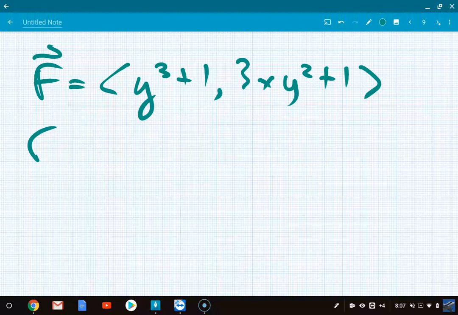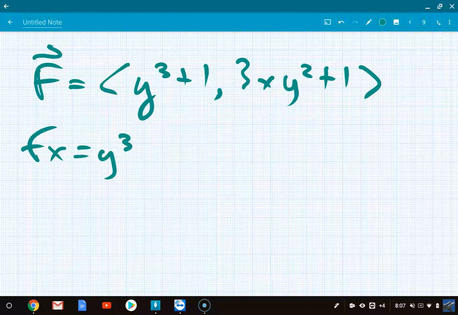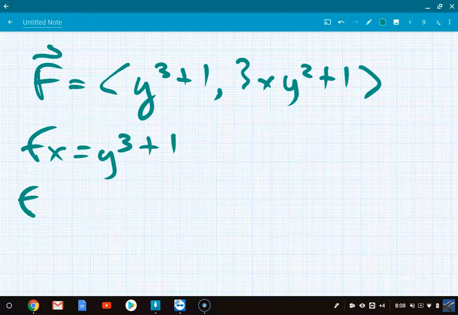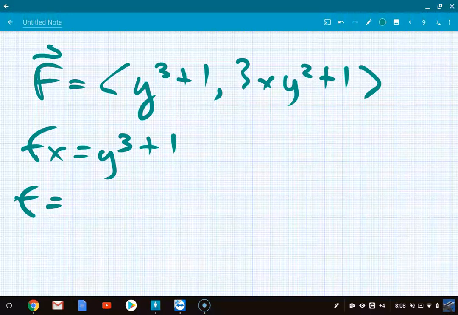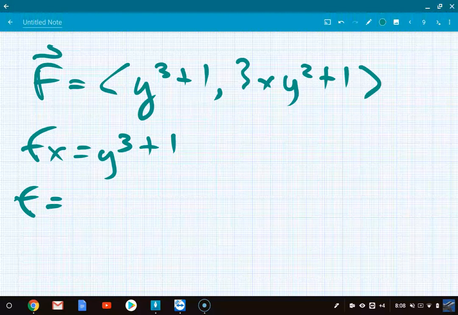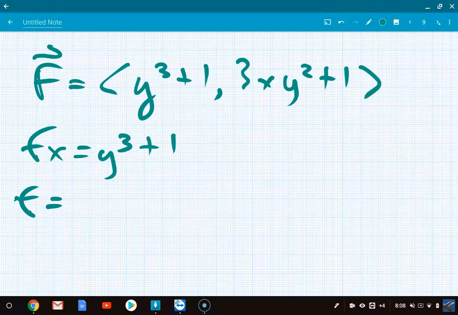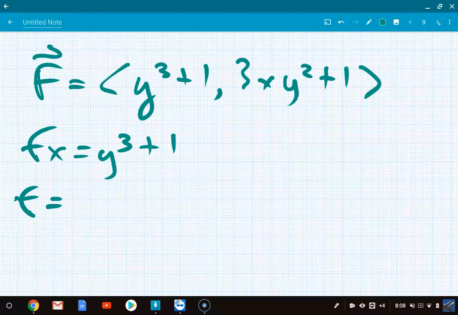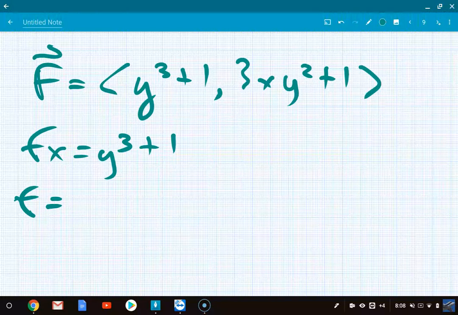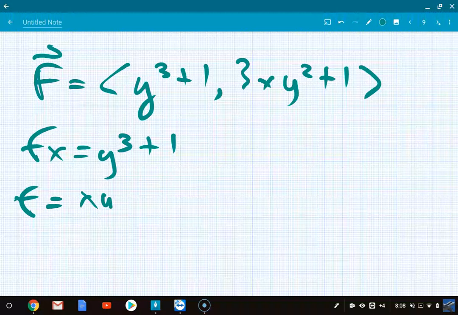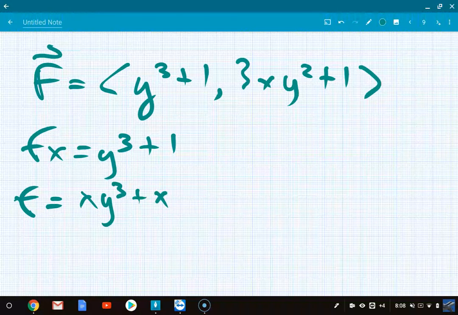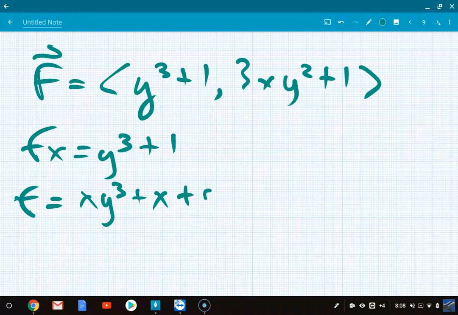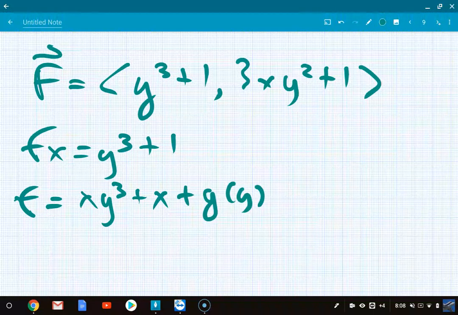If f sub x is y cubed plus 1, how do you get f? Right? If M is the first partial of the potential function with respect to x, then f is the antiderivative with respect to x, right? So what would I write? xy cubed plus x plus a constant, right? But wait, this constant has to be a function of y. Remember we talked about this?